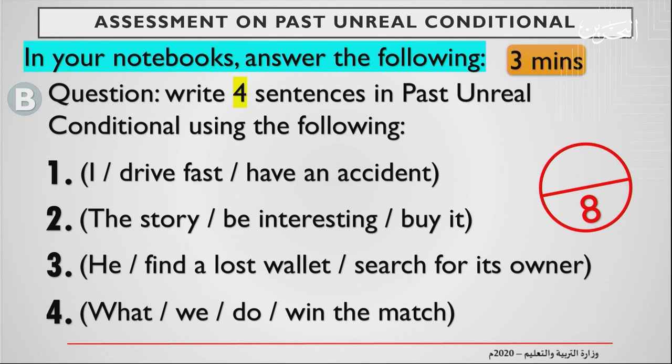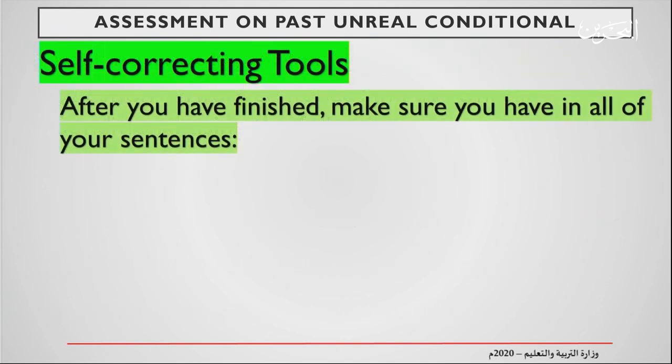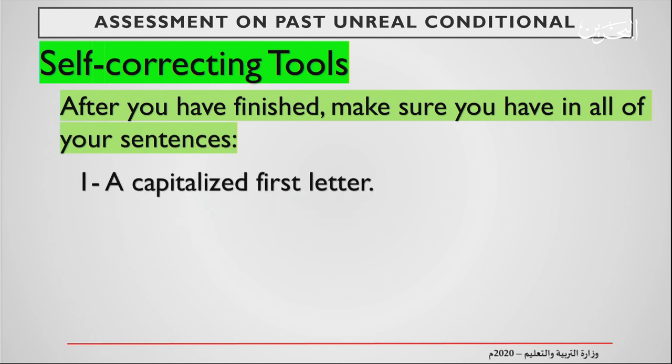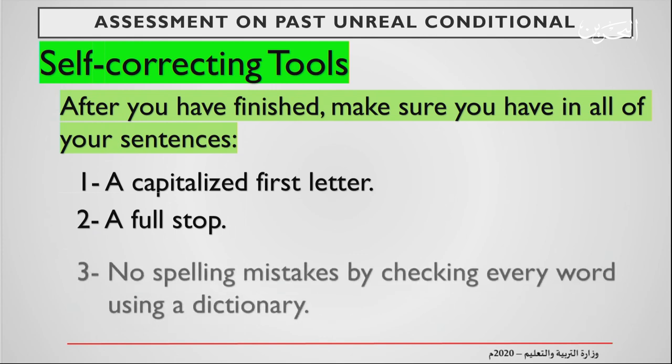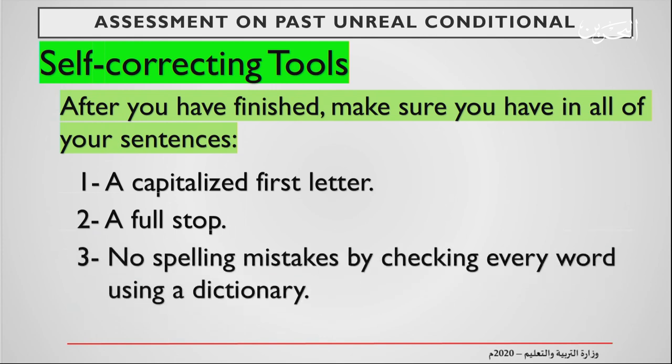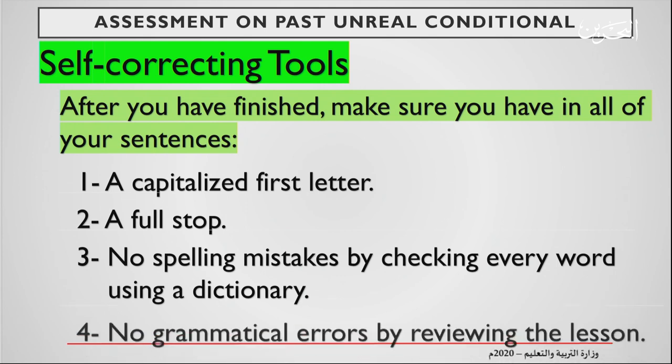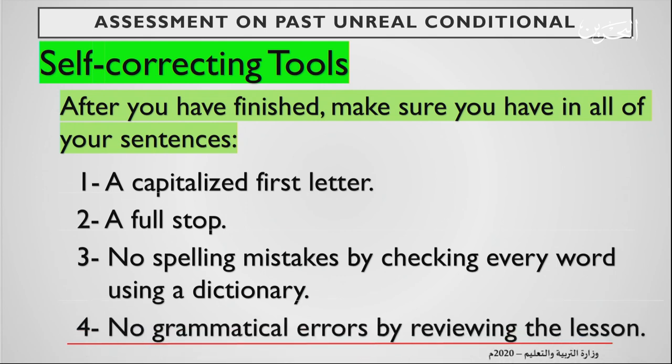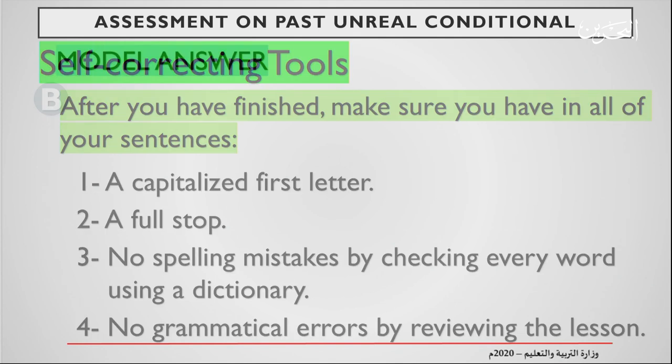Let's jump to the model answer. But before we do that, let's use the self-correcting tools. After you have finished, make sure you have in all of your sentences the following. Number one, a capitalized first letter. Number two, a full stop. Number three, no spelling mistakes by checking every word using a dictionary. Number four, no grammatical errors by reviewing the lesson.